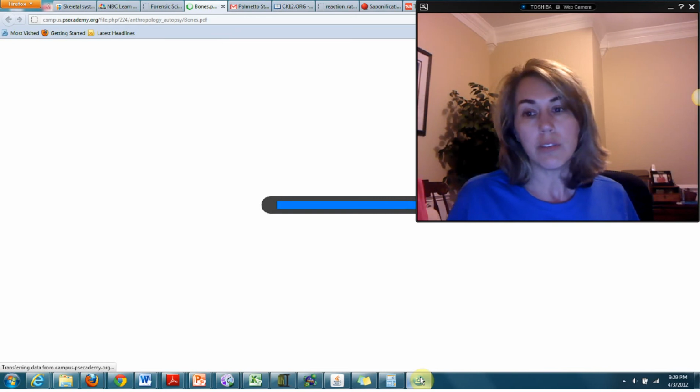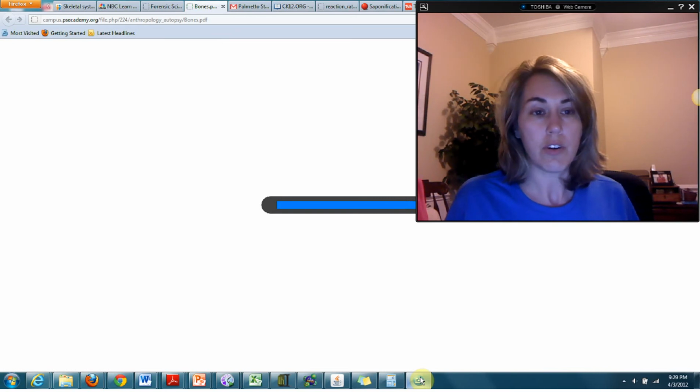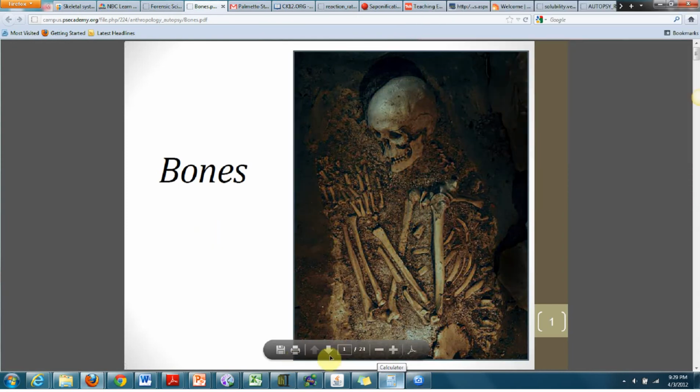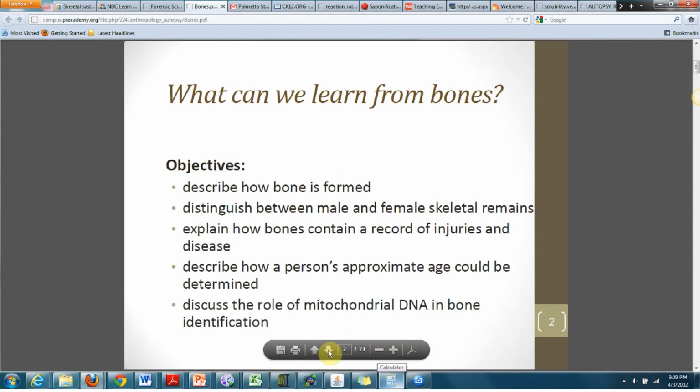We've talked a little bit about this already as we started our lesson on anthropology. But what you're going to learn from this lesson is some information with respect to age, gender, height, and race, from finding skeletal remains.